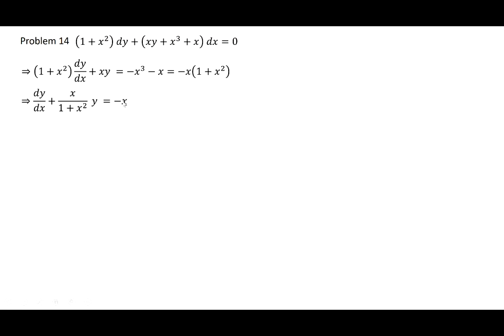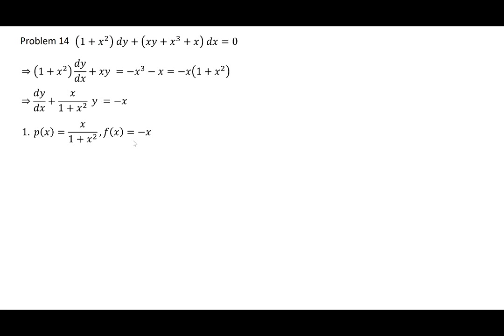And quite nicely, the right hand side simplified to negative x times 1 plus x squared over 1 plus x squared, just became negative x. Cool. And so now identify p of x and f of x. What is p of x, folks? The coefficient of y, x over 1 plus x squared. What is f of x? Negative x. Right? Okay. And what's the step after that?